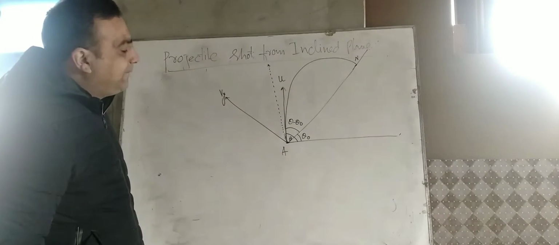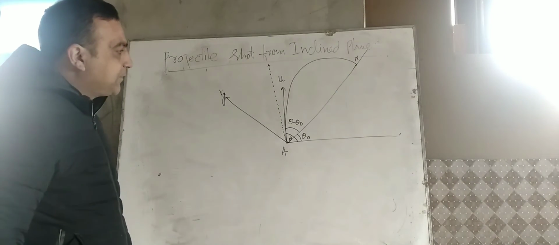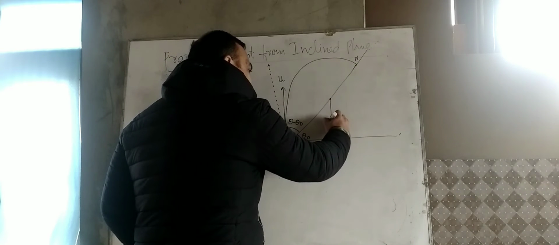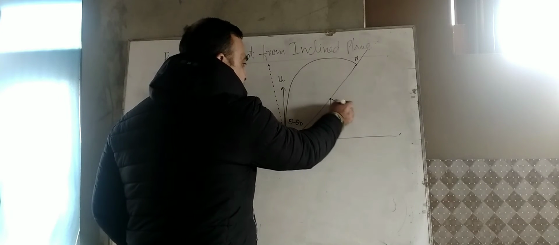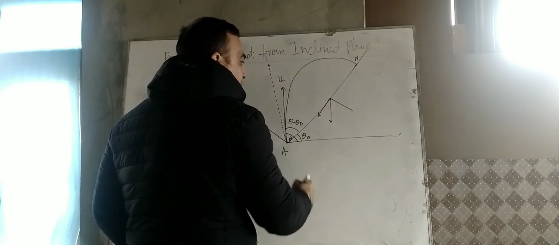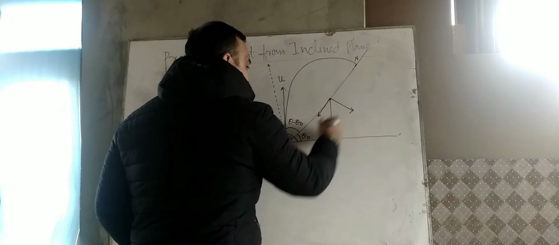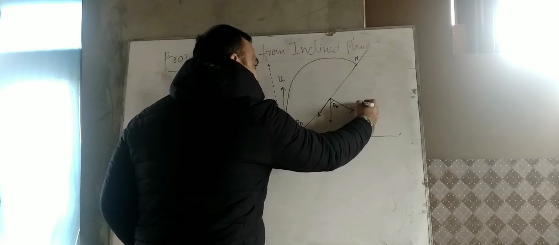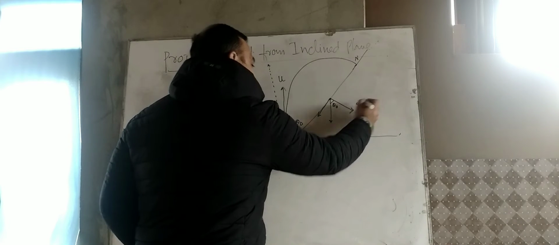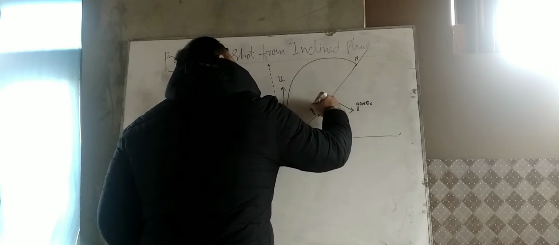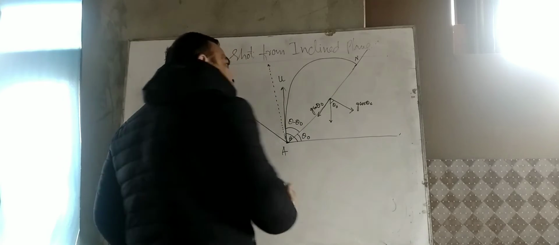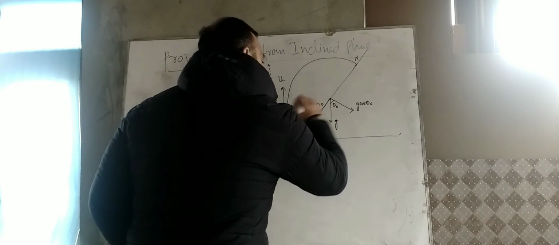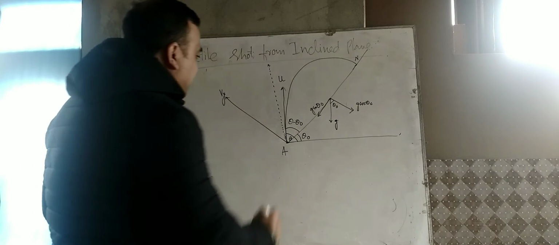Now we would like to resolve certain vectors in this problem. If this is theta naught, your acceleration due to gravity will be like this on this inclined plane. You can resolve this g into two components. Here, if this is theta naught, this is also theta naught. So here it will be g cos theta naught. And this component will be g sine theta naught. So here we have resolved g into its components.